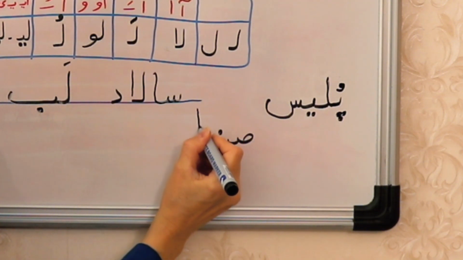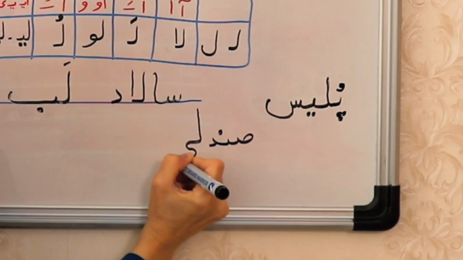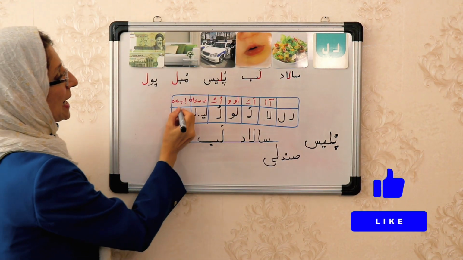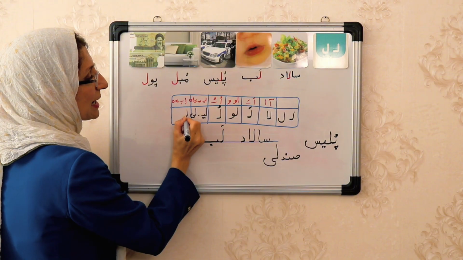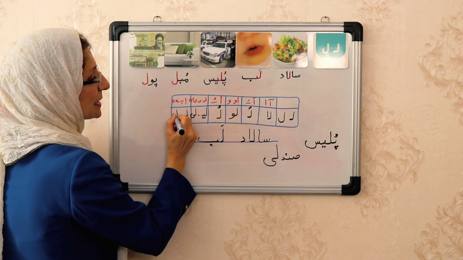Look how I connect le to e. You write le, then e آخر صندلی. And le and e, we will have le and le.